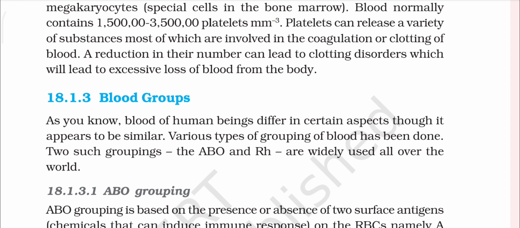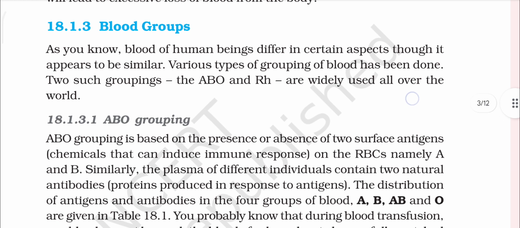As you know, blood of human beings differs in certain aspects though it appears to be similar. Various types of grouping of blood has been done.